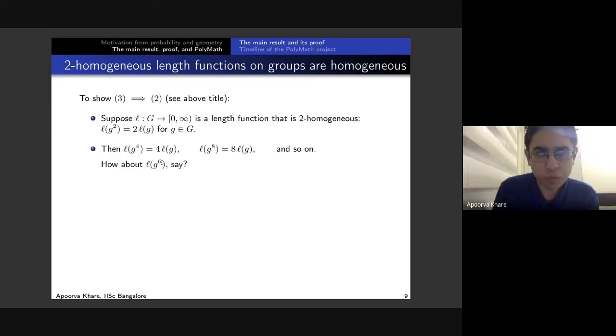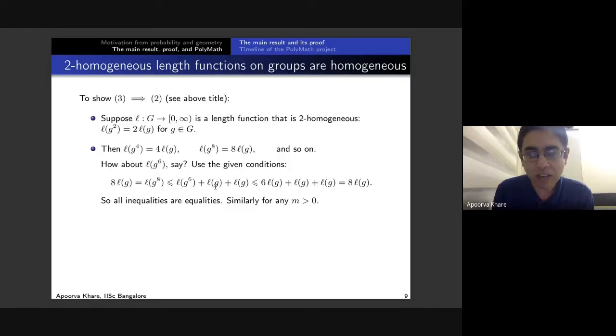What you do is you take a larger power of 2 that's bigger than 6, let's say. Now you write down the sequence of inequalities. You start with 8 times the length of g, which is the length of g to the 8 because of this induction. And now you use the subadditive property. The length of g to the 8 is at most the length of g to the 6 plus g plus g. And now the length of g to the 6 is at most 6 times the length of g, just by another use of the subadditivity. And so you get back: you start with 8 length of g and you get to 8 length of g. So everything in between is an equality. So this one is an equality. And this means the length of g to the 6 equals 6 times the length of g. And we are done. And this is for every positive integer power.